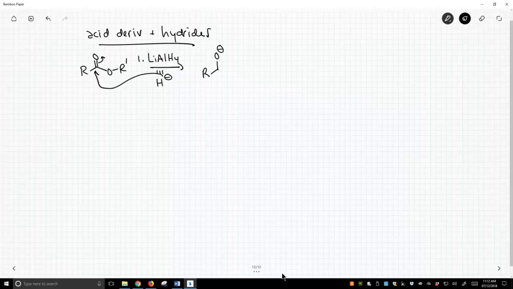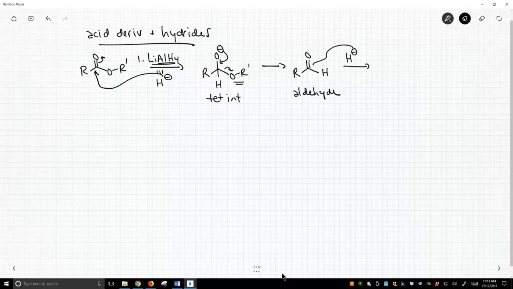So the hydride attacks, and we get a tetrahedral intermediate. From this tetrahedral intermediate, we're going to eject our third electronegative atom bond. Well, I guess it's a second once we attack with the hydride, but we eject our OR prime group, and we reform a carbonyl. It's an aldehyde. Well, aldehydes react with lithium aluminum hydride as well. So as soon as that forms in the reaction, the hydride finds it.